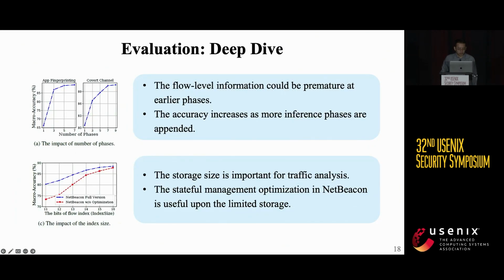Here we explore the factors affecting NetBeacon performance. In the first figure, the accuracy of earlier phases is relatively low, which means the flow-level information could be premature at earlier phases, and the accuracy increases as more inference phases are appended. In the second figure, the accuracy increases as the storage size increases, which means the storage size is important for traffic analysis, and the stateful management optimization of NetBeacon is useful upon the limited storage.